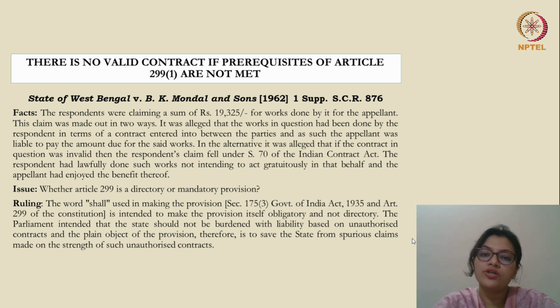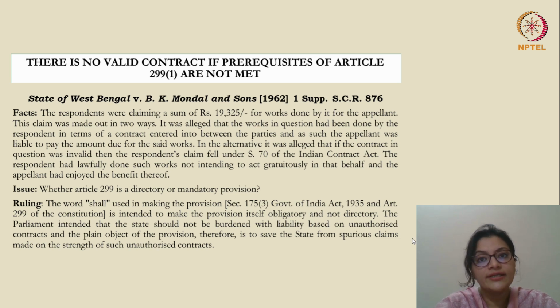So, if there is any contract that is entered into between the government and a third party, where the conditions laid down under Article 299(1) are not met, then there is no contract to be enforced in the first place. That is to say, the contract is null and void. Such a contract cannot be enforced by the government, nor can the government be held liable to compensate the third party on the basis of such a contract. So, Article 299(1) is mandatory and all conditions laid down under it have to be complied with.